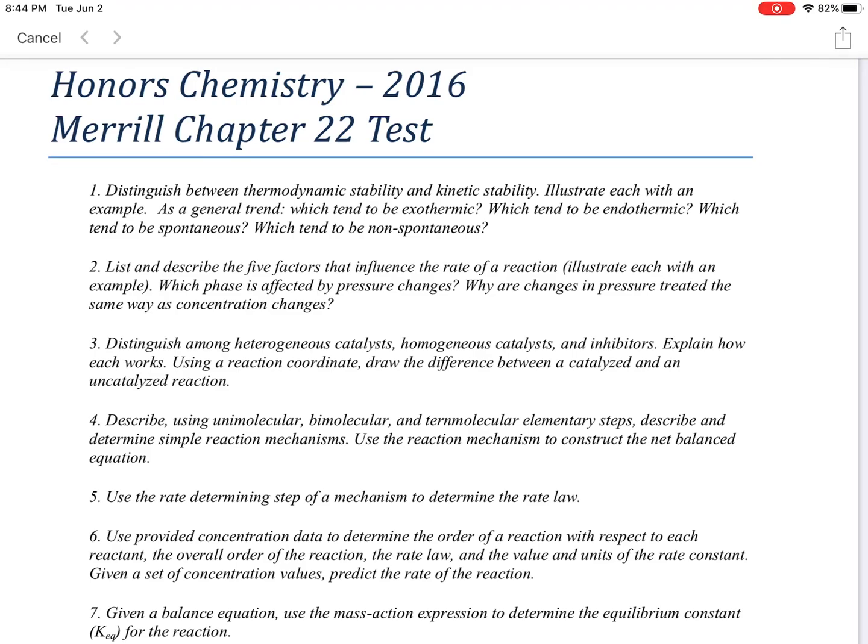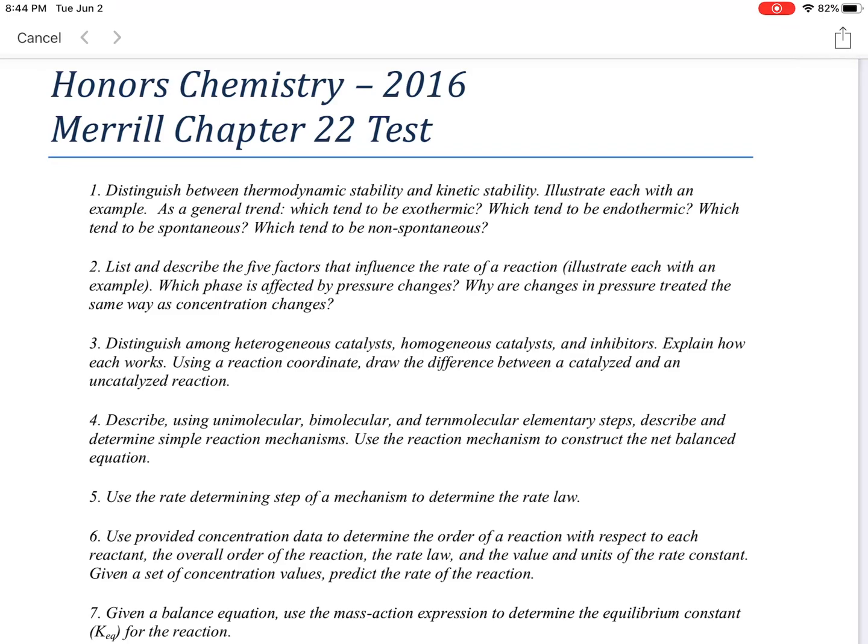In terms of kinetic stability, again, kinetics has nothing to do with thermodynamics, so we can't say. It depends upon the nature of the activated complex. The more difficult it is to form the activated complex, the slower the reaction is going to be. Which tend to be spontaneous? Well, spontaneity depends upon 3 things: delta G, delta H, and delta S. It depends upon Gibbs free energy, thermal environment, enthalpy and entropy.